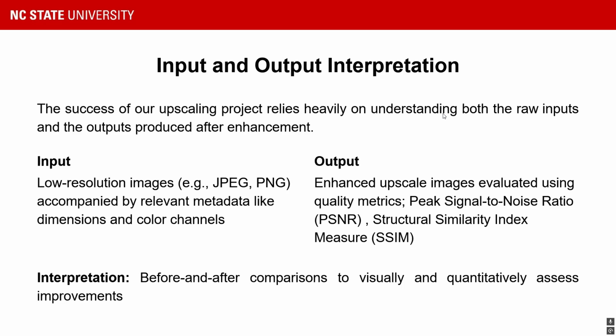So we need to understand how the inputs and outputs are produced. The inputs are, as mentioned, low resolution images and the outputs are enhanced images. And we're using two things, peak signal to noise ratio and structural similarity index measure, to determine the quality of the output.